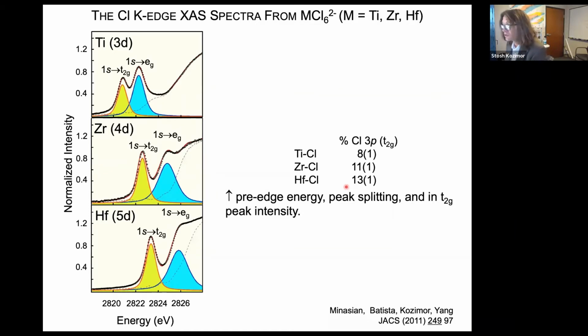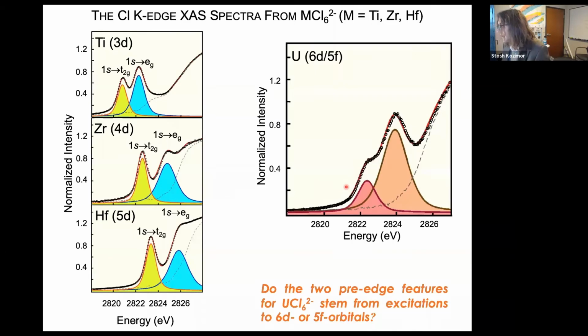The next spectrum I want to show you is that for uranium hexachloride. So those are titanium, zirconium, hafnium, then uranium. When we first made these measurements, we thought that we may not see any pre-edge features because the lore was that the actinides did not participate that much in covalent bonding. And we saw these two features here.